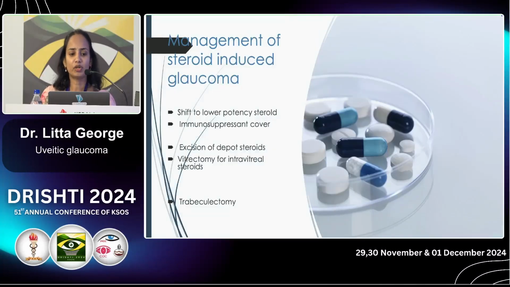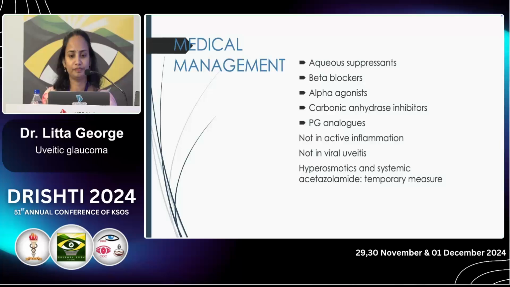So when you come across a steroid-induced glaucoma, try to shift to a lower potency steroid if possible. Consider alternatives like immunosuppressants. When the depot steroid is the culprit, excision of the depot steroid may be needed. Vitrectomy may be needed for intravitreal steroids, and rarely when the glaucoma is intractable, you have to go in for a trabeculectomy.